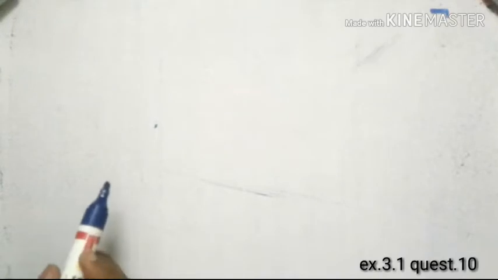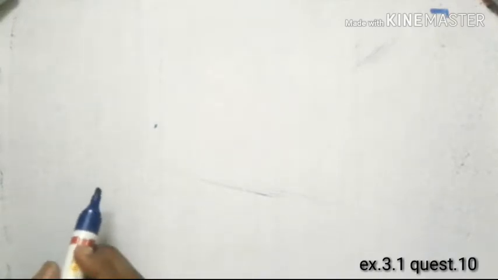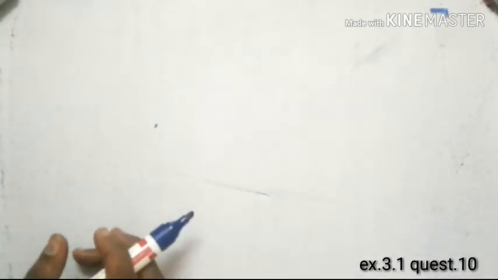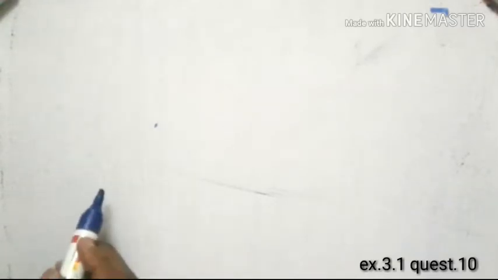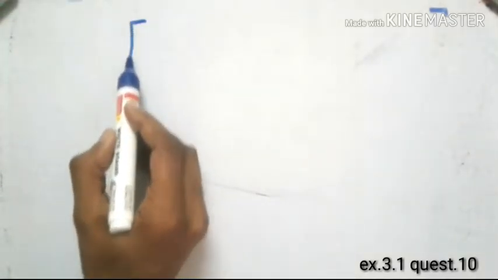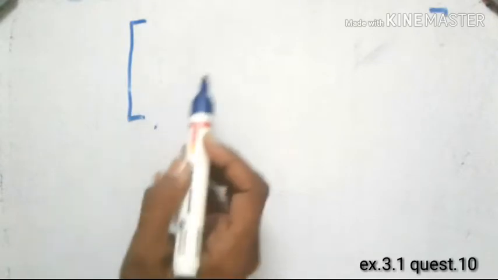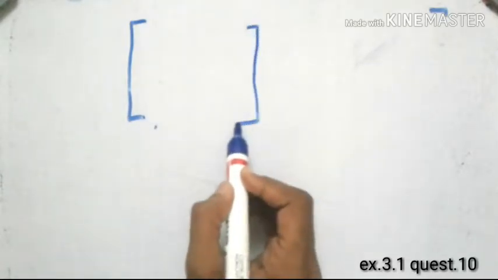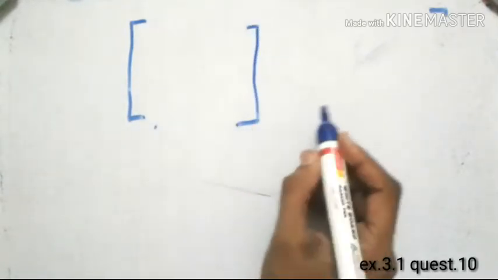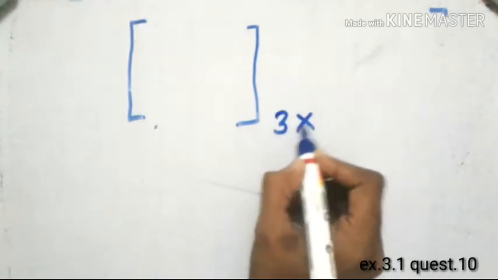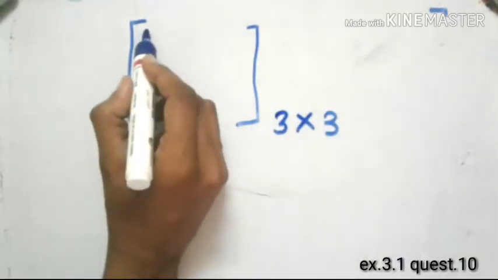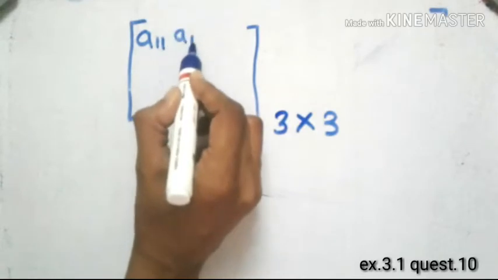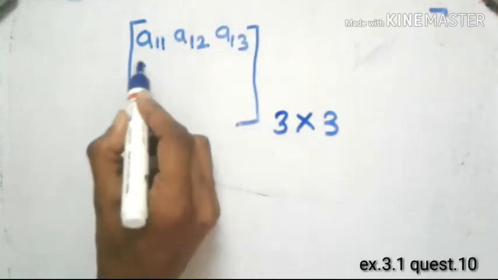So the last question is really not a matrix question. It's basically testing your probability skills. So we are asked to find out all possible matrices of the order 3 by 3 with each entry 0 or 1. So I have a 3 by 3 matrix, a square matrix. These are my matrix elements.